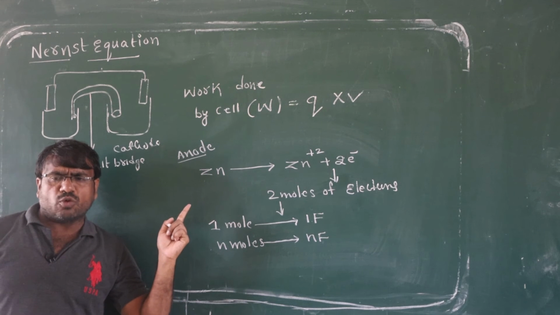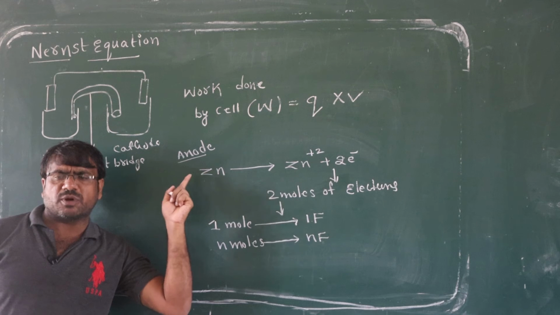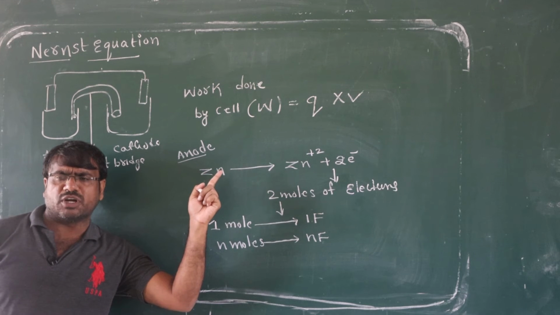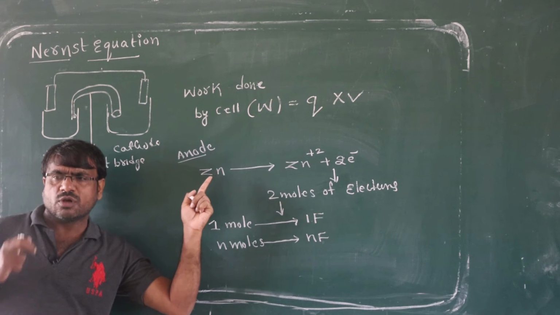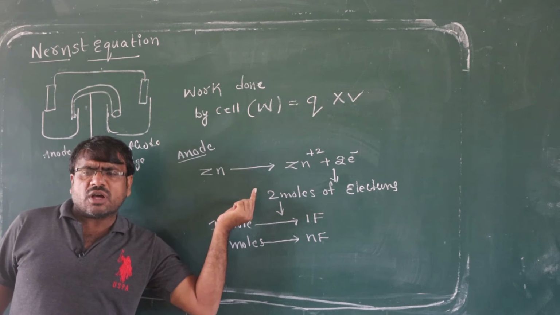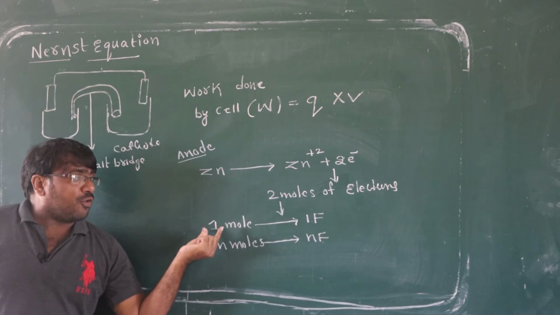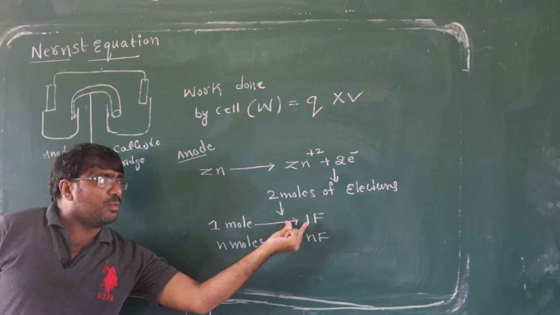Suppose one reaction is going to take place at the anode. At the anode, oxidation takes place. Suppose zinc is converted into Zn 2+ plus 2 electrons. Here, how many moles of electrons are released? 2 moles of electrons are released. 1 mole of electrons carries how much charge?